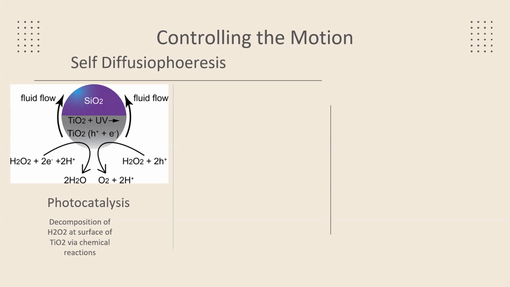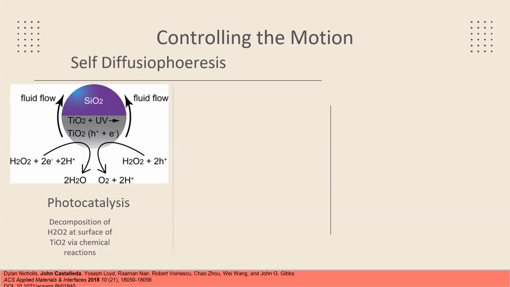And so when these guys are in my aqueous solutions of hydrogen peroxide, there's an electron hole separation due to the photocatalytic reactions, giving chemical redox reactions of my fluid and giving fluid flow along the surface to give that sort of propulsion and make these guys move.